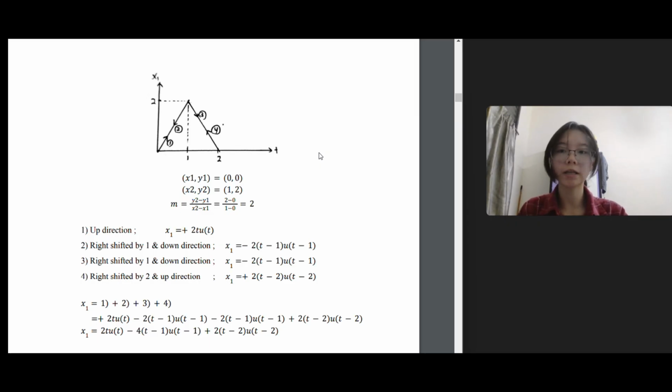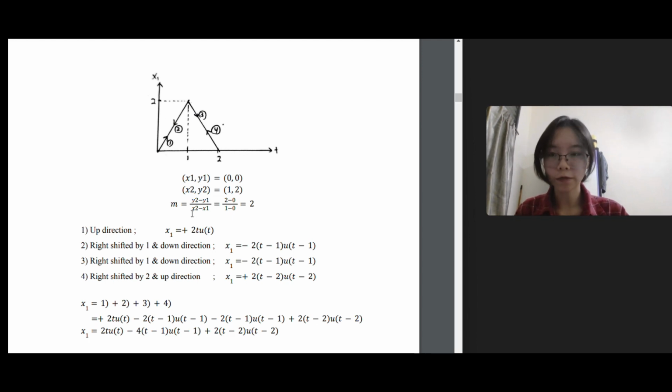Now we have to find x1 and x2 in unit step functions. First, we can divide the x1 graph into 4 parts. At first, we need to find the gradient of all parts since they are all ramp functions, and the gradient is the same for part 1 to part 4. We can use the gradient formula with the coordinates to find that the gradient is equal to 2. This is the first coordinate x1, y1 and this is the second coordinate x2, y2.